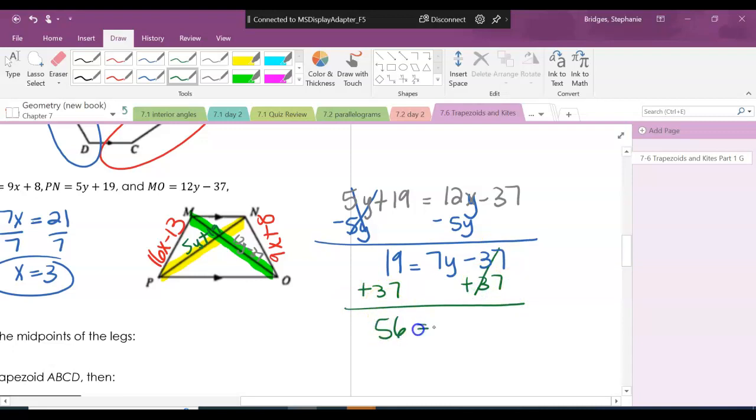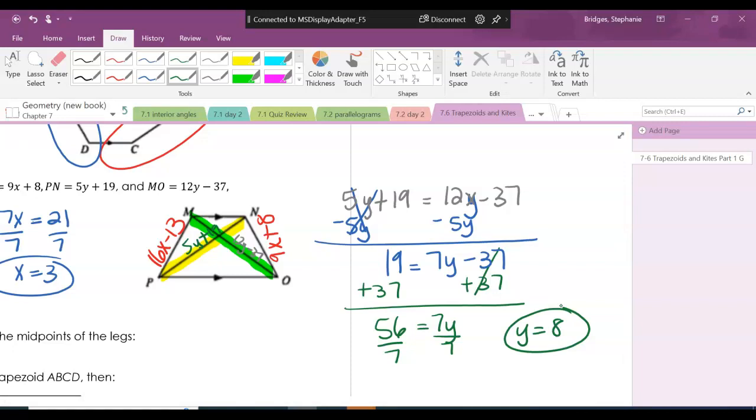What's that, 56? What'd you guys get for y? 8. Okay, so regular trapezoid: one pair of parallel sides, consecutive angles are supplementary.